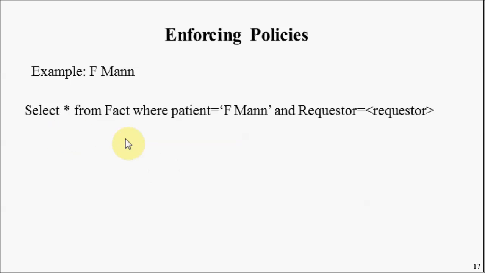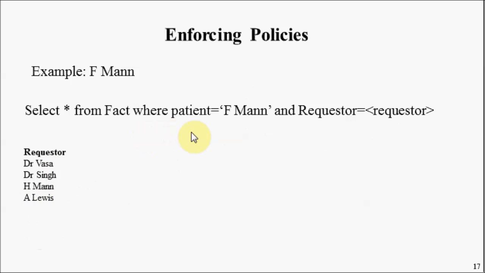Assume that we can do a select statement here from a view called fact, and we can pass in the name of the requester and the name of the patient. In this case, it is Mr. Fred Mann. And imagine we have a set of requesters here, a Dr. Vasa, who happens to be an endocrinologist, Dr. Singh's a primary care physician, Mr. L. Lewis is a fishing buddy.